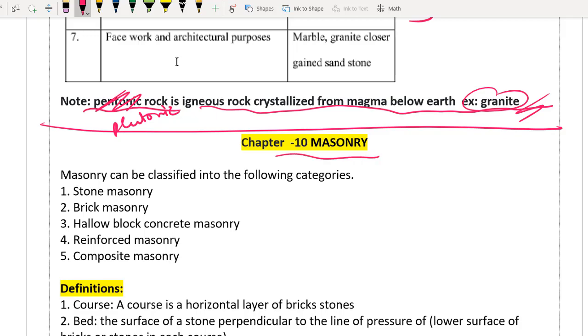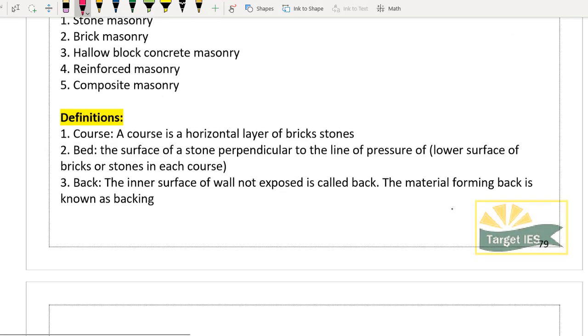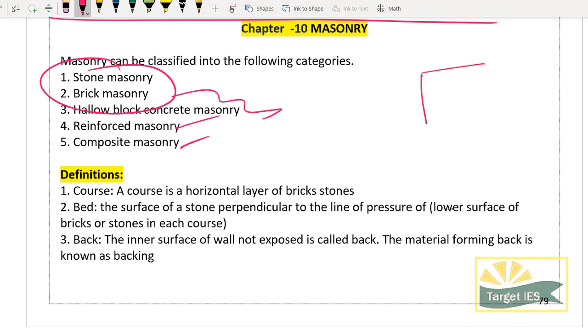Now let us continue with part 4, masonry. So in this masonry we will be studying various things. Basically we have stone masonry, brick masonry, hollow brick masonry, reinforced masonry, composite masonry, but we study stone masonry and brick masonry. So what is this masonry? The way we have to arrange our building materials. See, we have studied all the building materials, right? We studied concrete, we studied bricks, we studied stones. So how to arrange these to form a proper wall, we will study now in this topic, masonry.